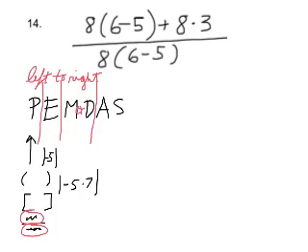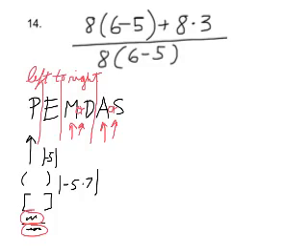Okay, so if division comes first here, you do division first. If multiplication comes first, you do multiplication first. And then the last part is addition or subtraction, whichever comes first. If subtraction comes first, you do that first. If addition comes first, you do that first.